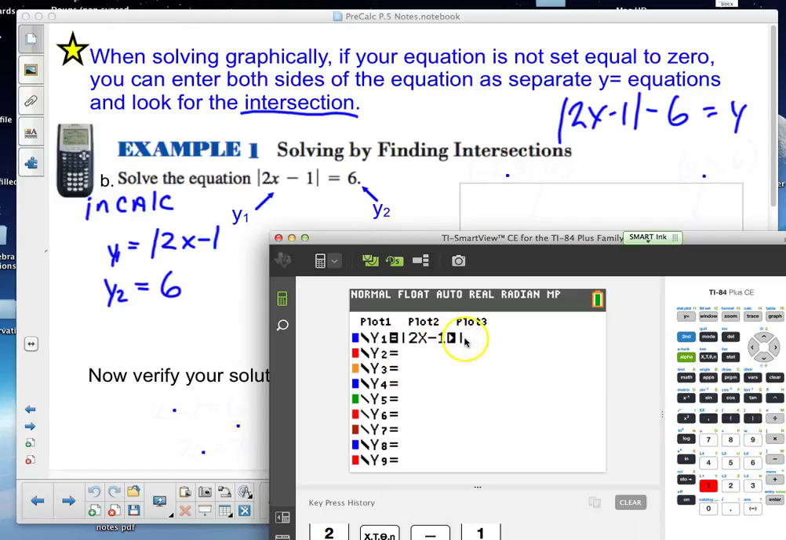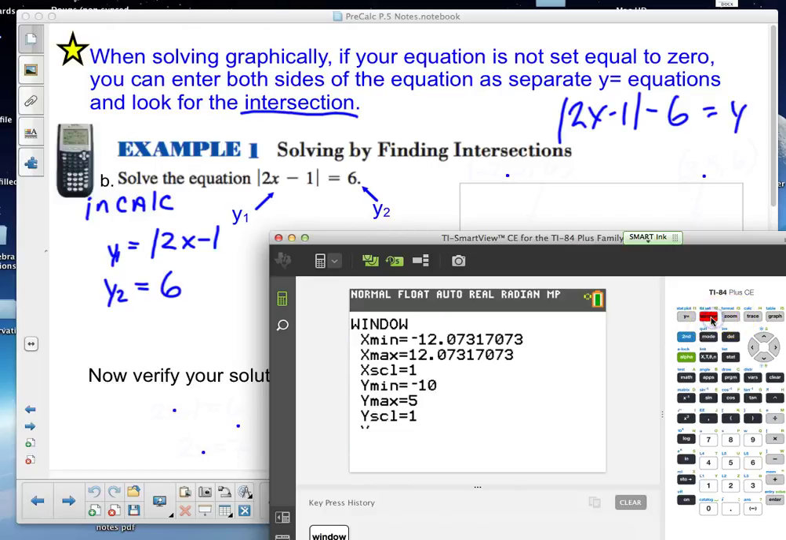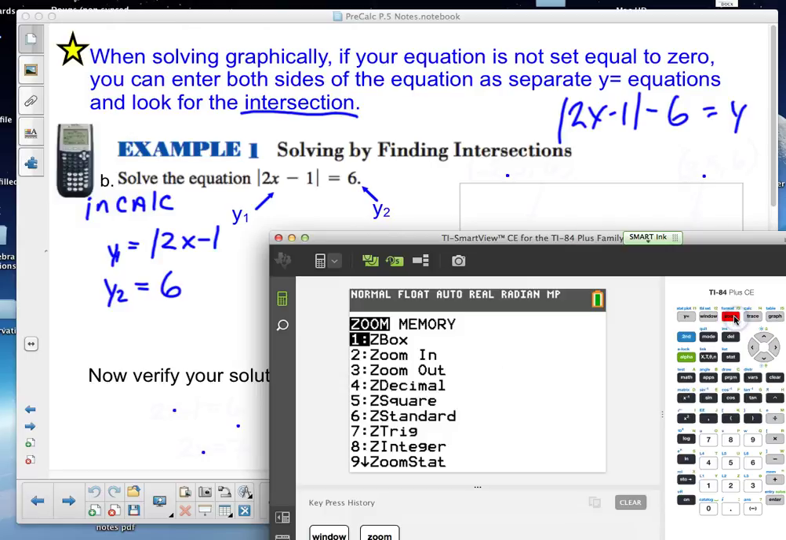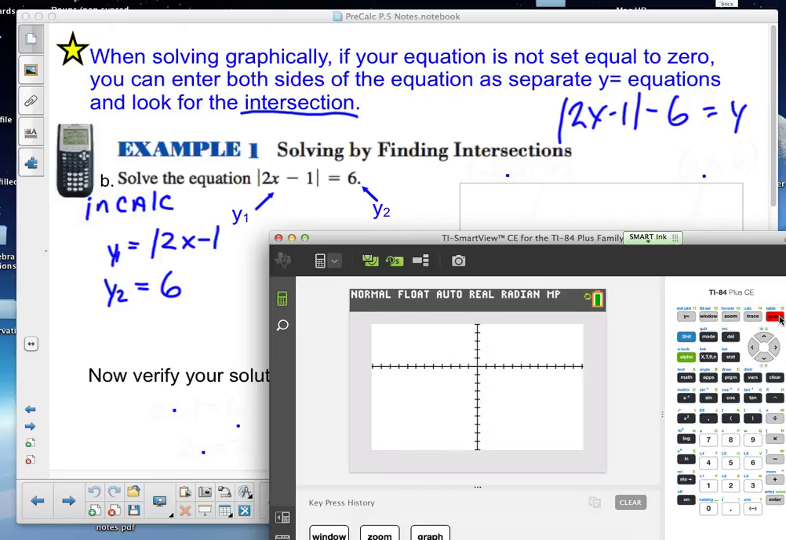Okay, so here we go. I've got 2x minus 1, the absolute value. That's been entered in my calculator. Now, I'm just going to put 6 in my y2. Remember, y equals 6 is going to be a horizontal line. So now I hit my window. I just did a standard window. Okay, so we're going to be okay. So we're going to just go ahead and graph that.